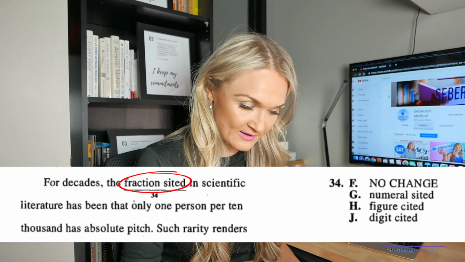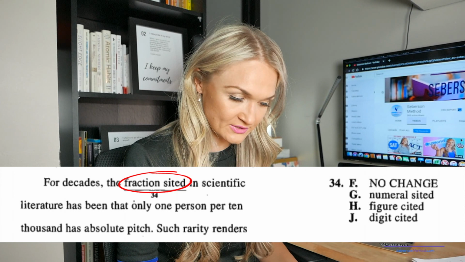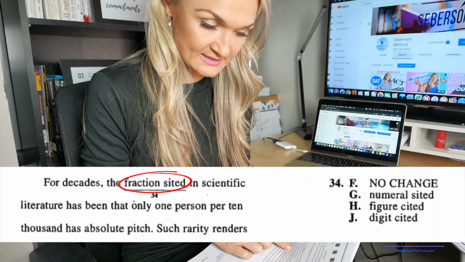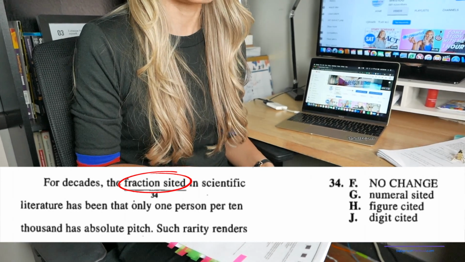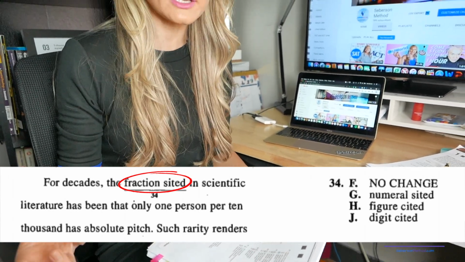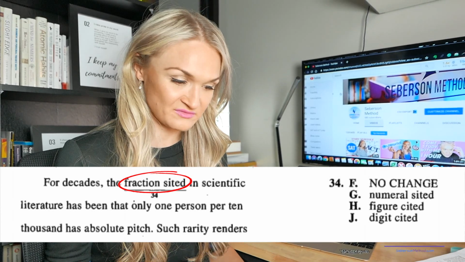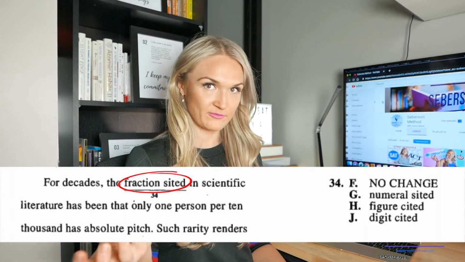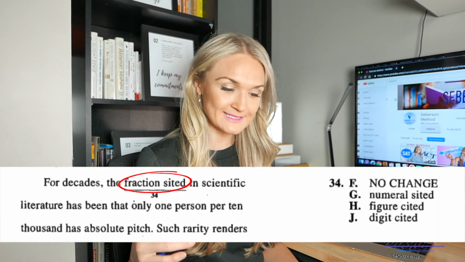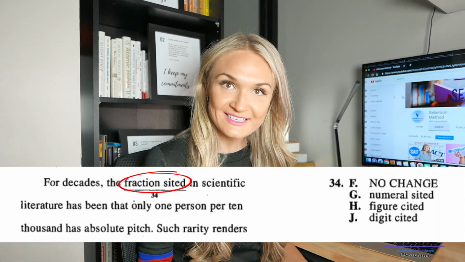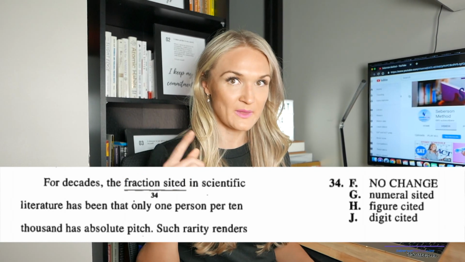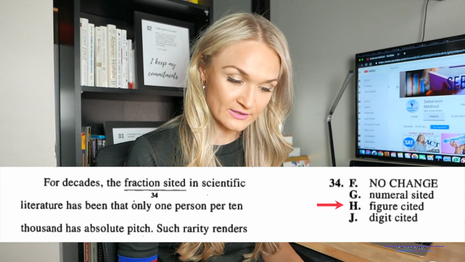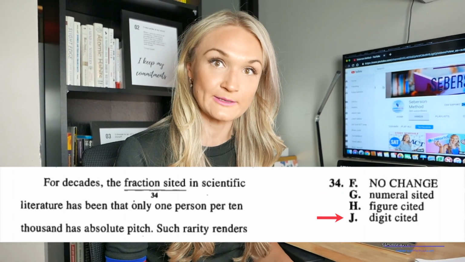For decades, the fraction cited in scientific literature has been that only one person per 10,000 has absolute pitch. All right, well, "fraction cited" kind of sounds good, because you can be citing a fraction of the people that have perfect pitch. Sure, that works. She has not considered all of the answer choices. Look at all of the answer choices: numerical cited, figure cited, and then digit cited.